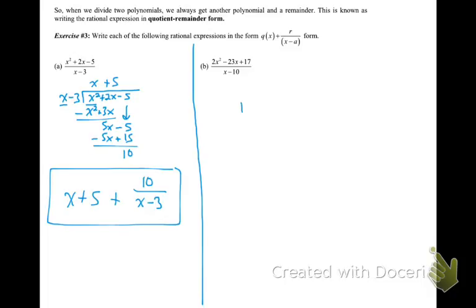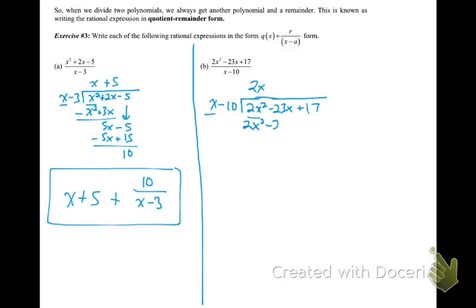Okay, so let's check your work. Setting up the long division, 2x squared minus 23x plus 17 divided by x minus 10. That little square does not look good, so I'm going to rewrite that. There we go, looks much better. Divided by the x minus 10. So what times x gives me 2x squared? Well, 2x does. 2x times x gives me 2x squared.